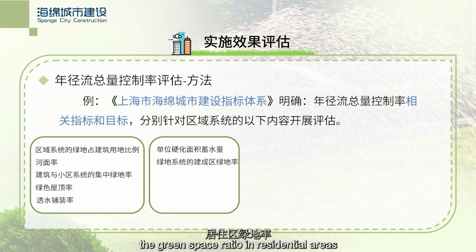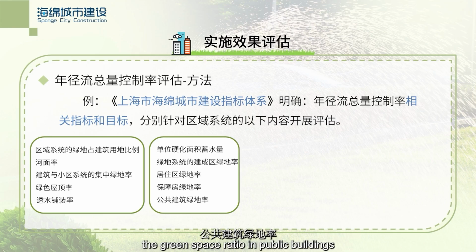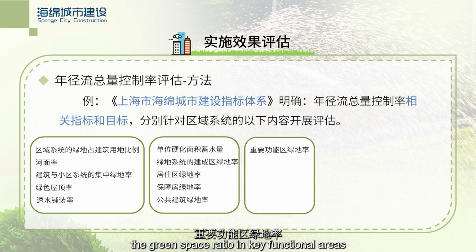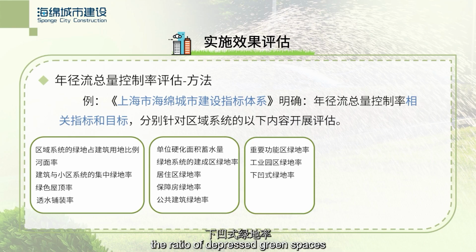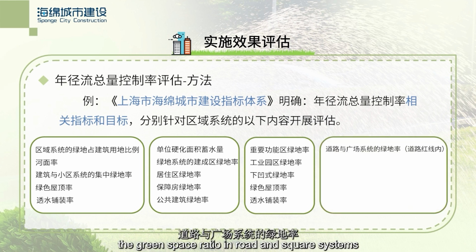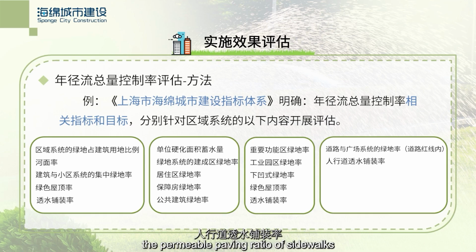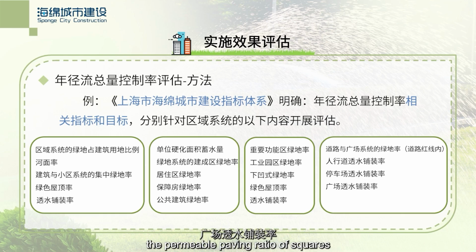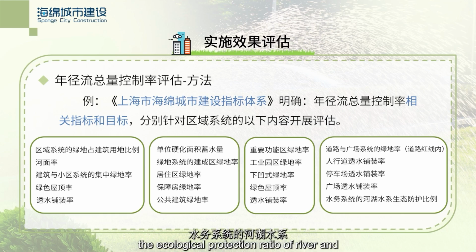green space system, the green space ratio in residential areas, the green space ratio in affordable housing, the green space ratio in public buildings, the green space ratio in key functional areas, the green space ratio in industrial parks, the ratio of depressed green spaces, the green roof ratio, the permeable paving ratio, the green space ratio in road and square systems, the permeable paving ratio of sidewalks, the permeable paving ratio of parking lots, the permeable paving ratio of squares, the ecological protection ratio of river and lake systems in the water management system.